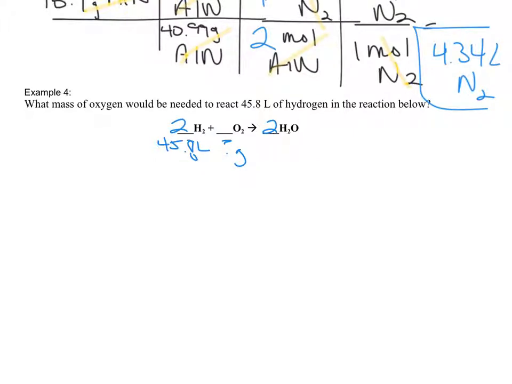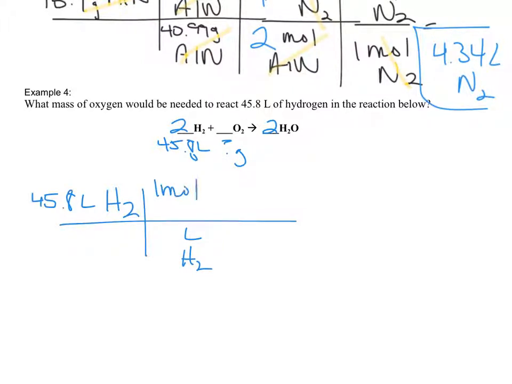So we're going to start with our given, 45.8 liters of hydrogen. So I've got to cancel out my liters of hydrogen. If we have to change our substance, we have to get it to moles. So we can use our 22.4. That's going to cancel out our liters of hydrogen and leave us with moles of hydrogen. So now we're at moles, we can now use our mole ratio. So cancel out my moles of hydrogen. Got to get it to, let's check, we've got to get it to moles of oxygen.